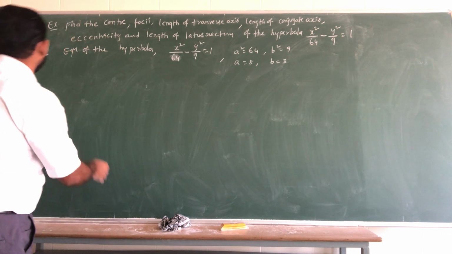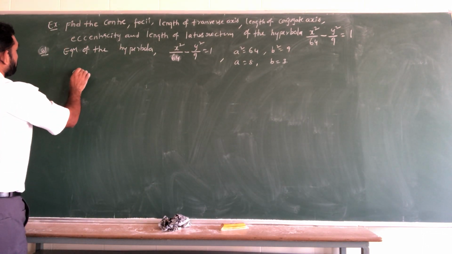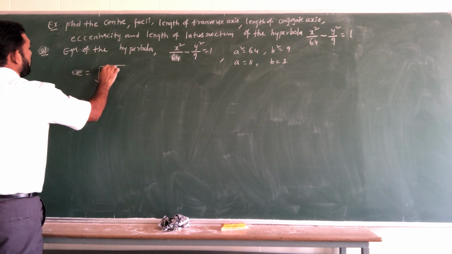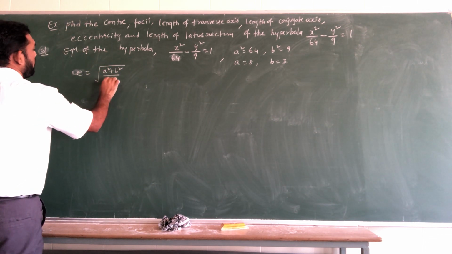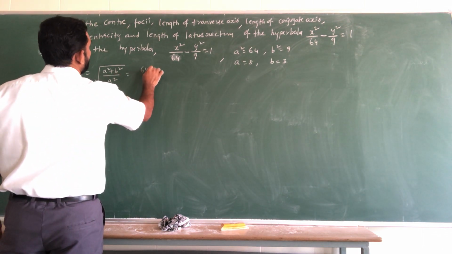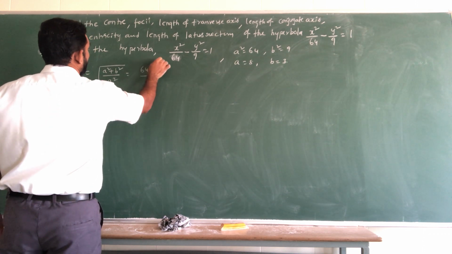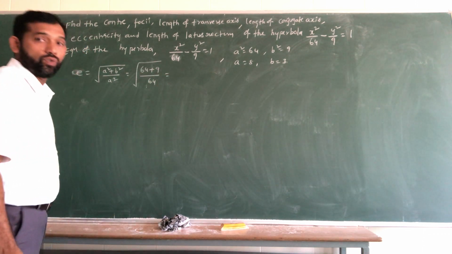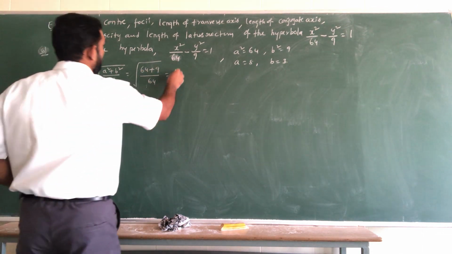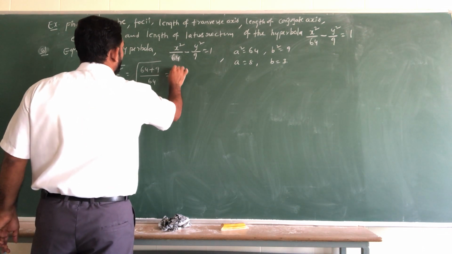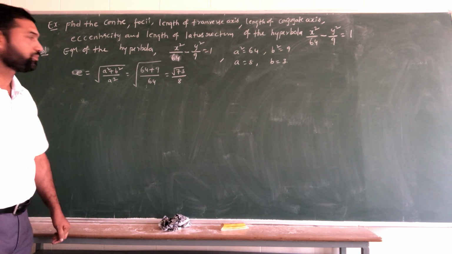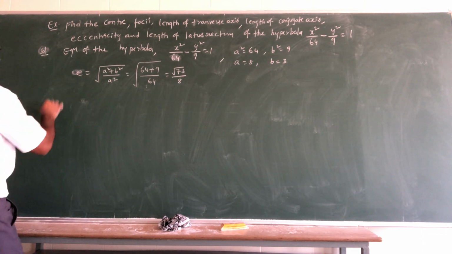Now first you have to find the eccentricity value. E is equal to what? Our formula is root of a square plus b square divided by a square. The a square value here is 64, b square value is 9. So add 64 plus 9, the value is 73. Root 73 divided by 8. That is our eccentricity.